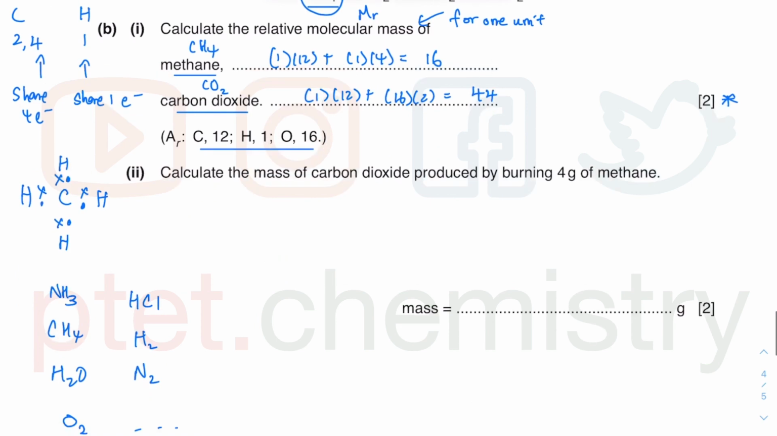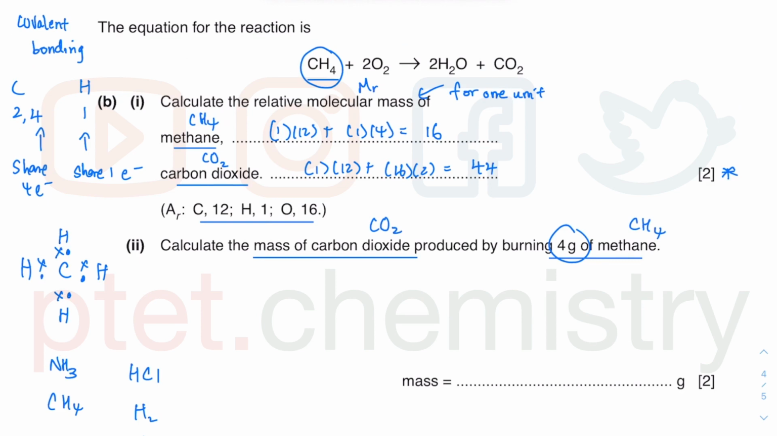Now, the next question is reacting masses. The question wants you to think about masses. Methane is CH4, carbon dioxide is CO2. Look at the equation. Look at the equation. So what you have is 1 CH4, the number in front, it means it's 1 CH4, gives you 1 CO2, because I want to compare with CO2. So the Mr of methane is 16, so it's 1 times 16, which is 16 gram.